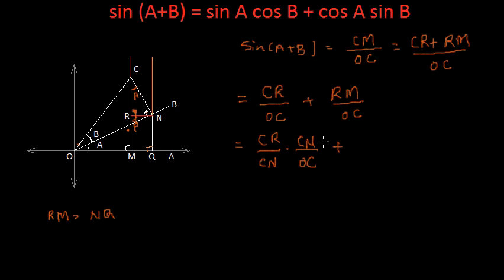Similarly, if we see RM, which is equal to NQ, NQ by ON will give you sin A. So NQ by ON, I'll divide it by ON, then I'll multiply it by ON divided by OC, which is over here. So this expression can be written as CR by CN multiplied by CN by OC plus, RM is equal to NQ, so I have written NQ over here, NQ by ON multiplied by ON by OC.